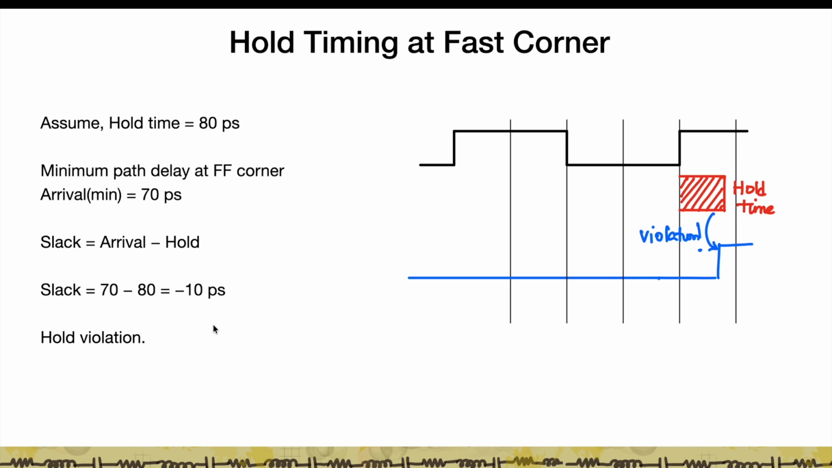At SS, it's too slow. At FF, it's too fast. The acceptable window has a floor and a ceiling, and this path is violating both ends simultaneously at the two extreme corners. This is a path that will require careful optimization. You need to add enough delay to fix the hold violation at FF without making the setup violation at SS any worse.